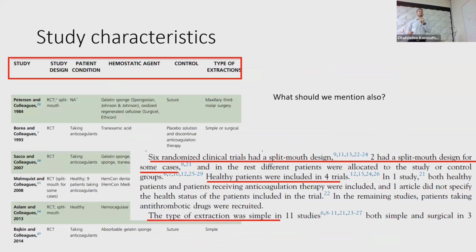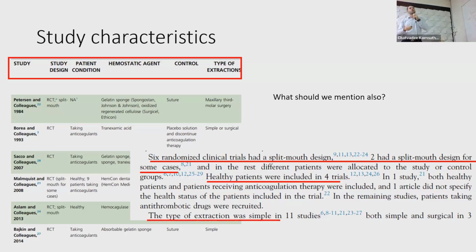Like this. Now keep in mind this is a part of the table, not the whole table, not all the included studies. For example, I would say two studies were split mouth in their design. Do you know what split mouth means? Split mouth means that the same patient tried the test material on one side and the control material on the other side. In this case, the same patient tried the hemostatic agents in one tooth and the control group, which is gauze or suture, on the other side. So this means split mouth.